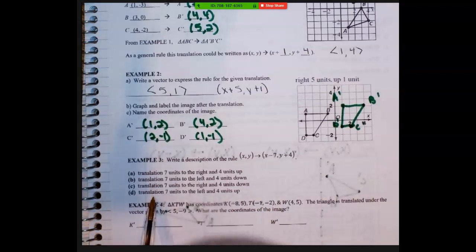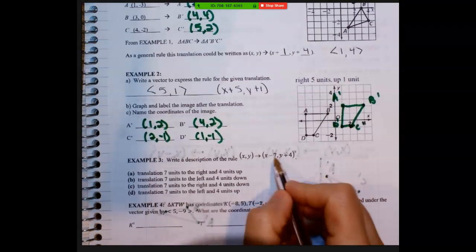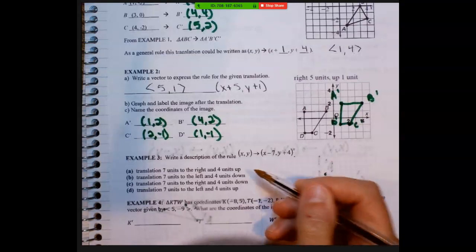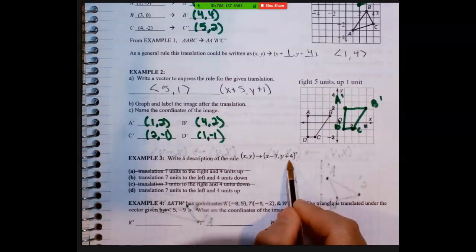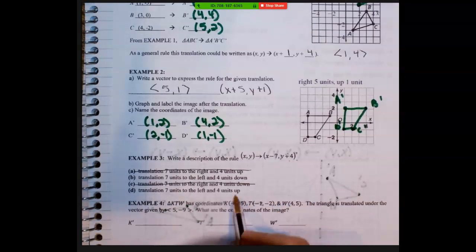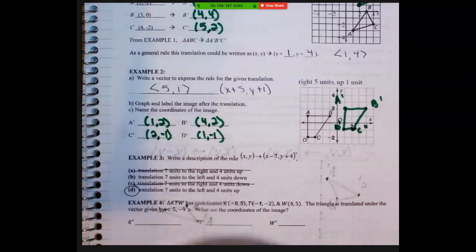Okay, the next one, they've given us the rule. We just have to figure out which one this is. Well, first of all, if it's negative 7, that means I know it would be going back to the left. So we know it's not this one, and we know it's not this one. If it's plus 4, that means we know it's going up, which would be here. So our answer is D.